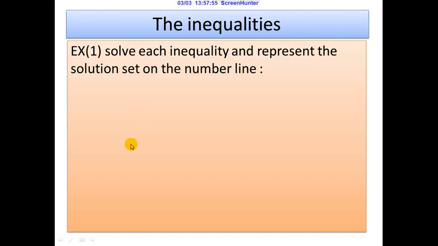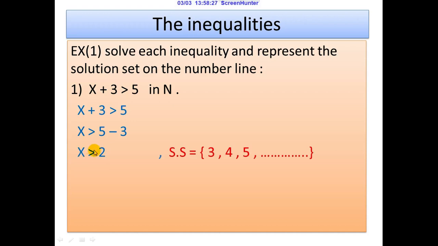Okay, let's see the first exercise here. He gave me x plus 3 bigger than 5 in set N. When we have bigger than, it means this is an inequality. To solve it as an equation, we must put positive 3 on the other side and change its sign to minus 3. So it will be x bigger than 5 minus 3. Finally, it will be x bigger than 2.